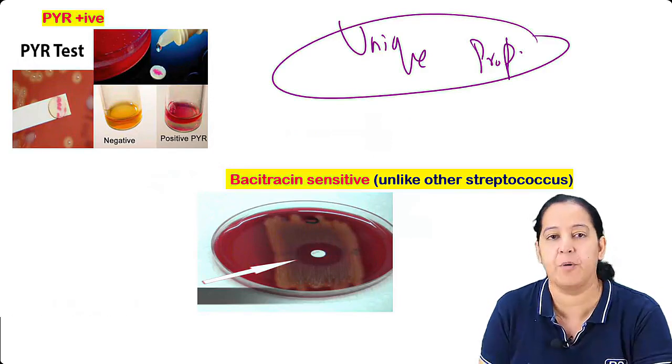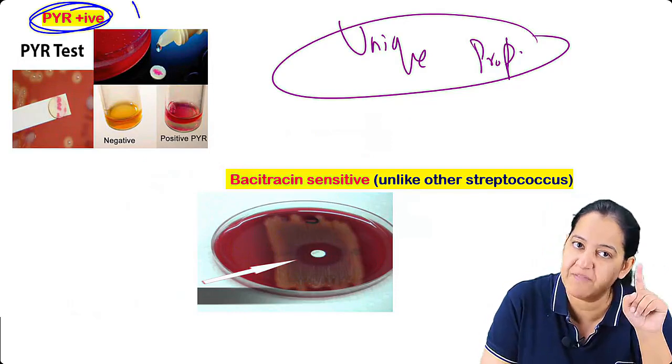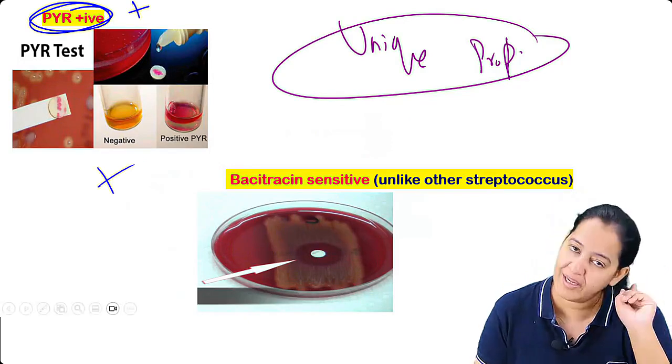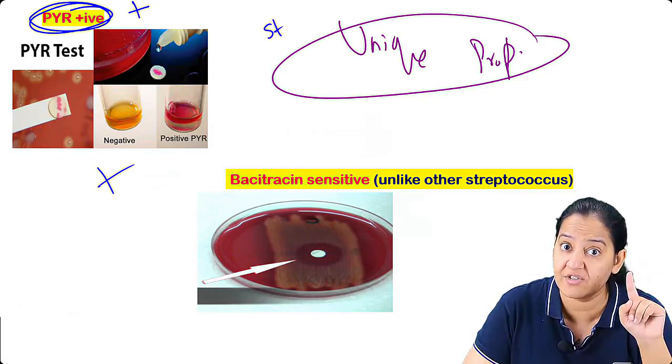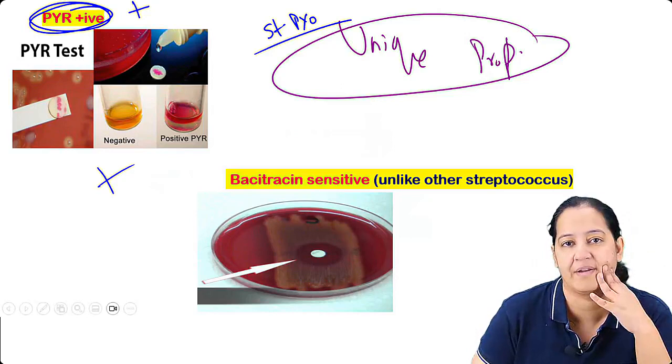Number 1 unique property: there is a special test known as the PYR test. So this one is PYR positive. No other bacteria in this world gives this test positive. Only this bacteria. Which bacteria are we studying? Streptococcus pyogenes, group A. It gives PYR positivity, no other bacteria.